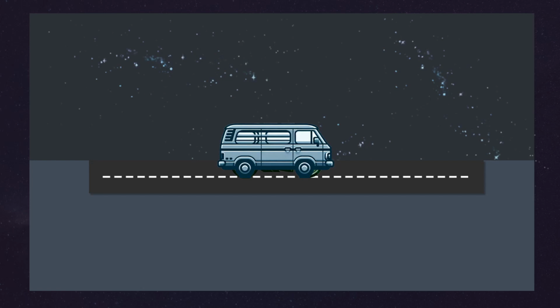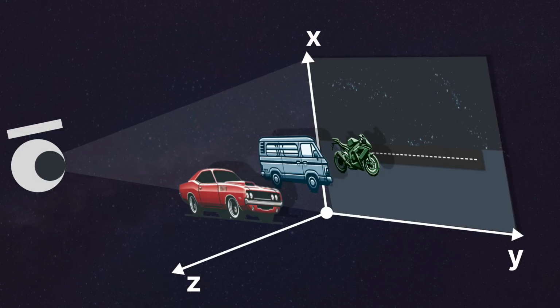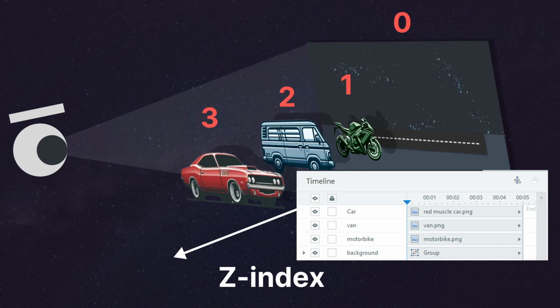Let's look at this example where I stacked a background image, a motorcycle, a van, and a car on top of each other. If you were to view this slide in 3D space, you would see something like this. Stacking the objects on top of one another means we are stacking them on the z-axis. The greater the z-index, the closer the element is to us. The smaller the z-index, the closer it is to the background of the slide.